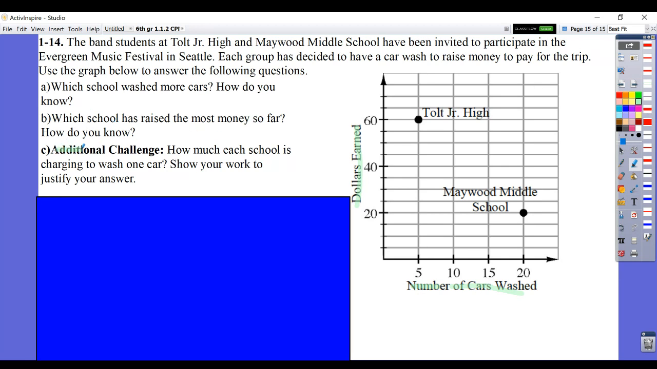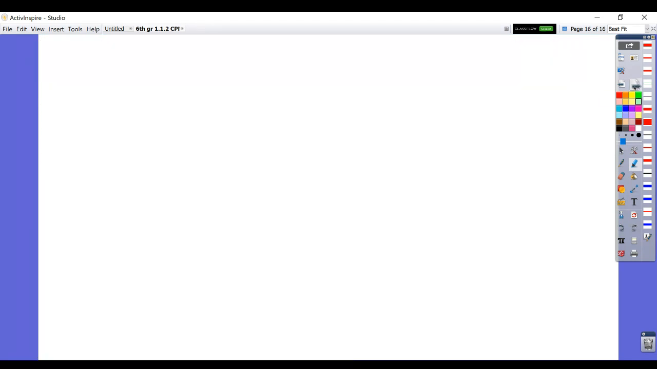And we do the additional challenges in our homework. So how much is each school charging to wash a car? All right. So my hint to you on that one is you're going to take how much money they earned and divide by how many cars they washed, and that way you'll know how much they charged per car. So how much they made divided by how many cars they washed will tell you how much they were charging for each car that they washed.